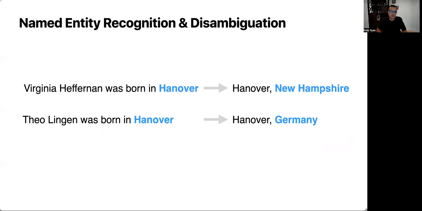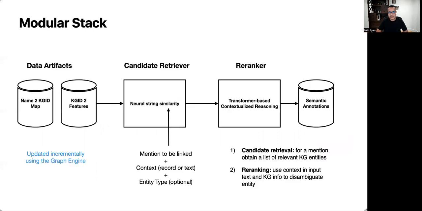So when I say Virginia Heffernan was born in Hanover, I would like to leverage what I know about every Hanover in the graph and their connections, and what I know from the context to land on the correct Hanover as opposed to the more popular Hanover, Germany. To do that, our named entity recognition and disambiguation stack is built on top of the view engine that I told you about earlier. In this case, it uses two specific versions of the graph. One that exposes every entity and its aliases and its names in a map, and one that has a feature map for every entity.